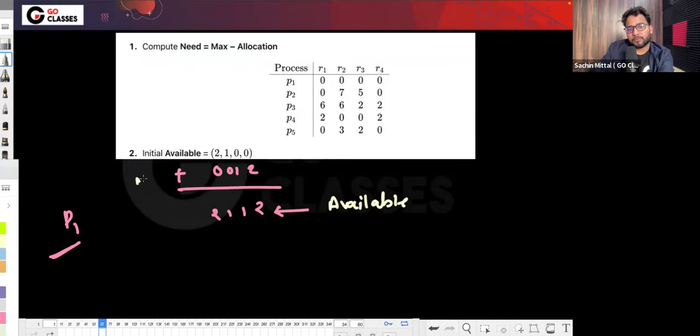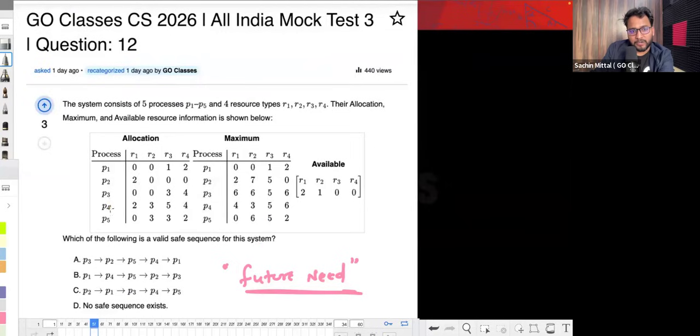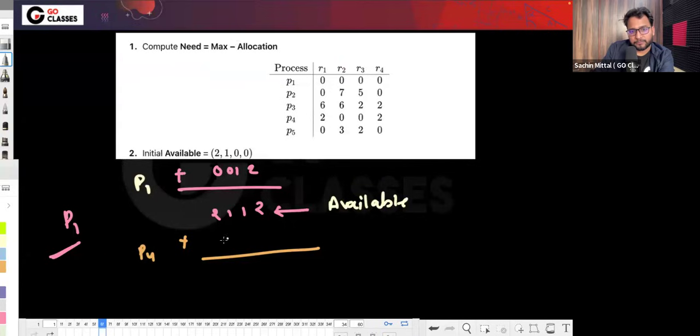Now with this available, can you satisfy anyone's future need? 2112, yes. I think you can satisfy P4's future need. Then you will add its currently allocated, which is 2354. Adding 2354 gives 6, 6, 4, 4, so 4466. With this 4466, P1 and P4 are done.